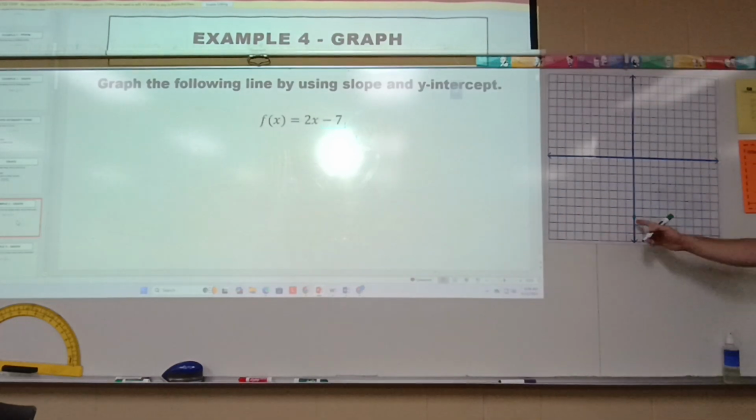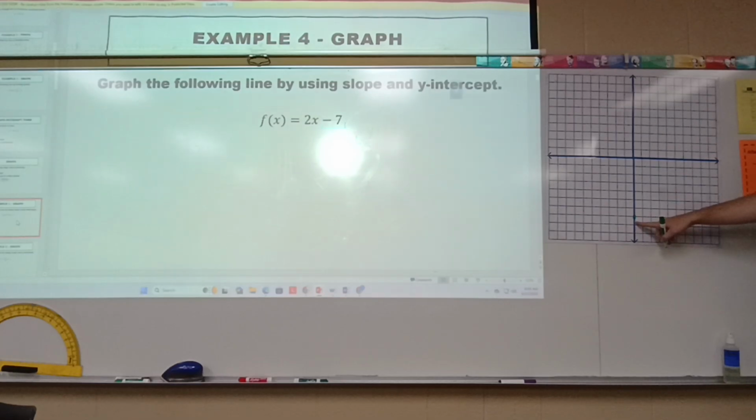What's my x value at this point on the graph? What's my x value? 0. Because how do we find y-intercepts? You plug in 0 for x. Keep that in the back of your head.